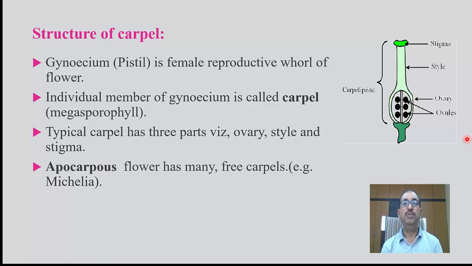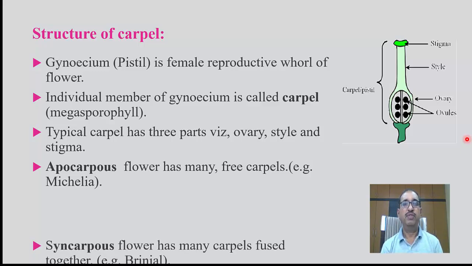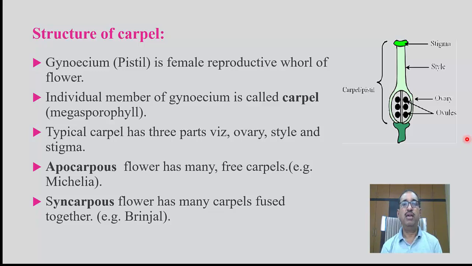Apocarpous flower means the flower in which carpels are many in number and all these carpels are free from each other. For example, in Michelia. Syncarpous flower means the flower in which carpels are many and they are fused with each other. For example, brinjal.